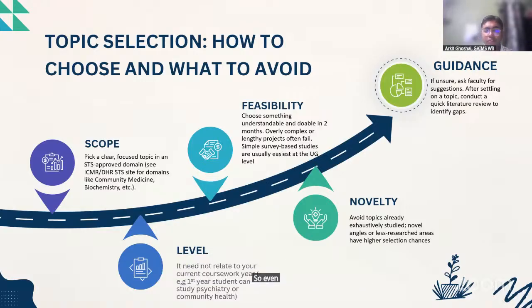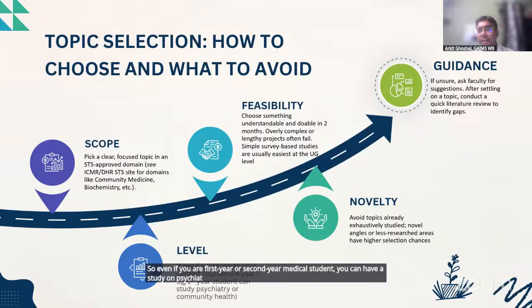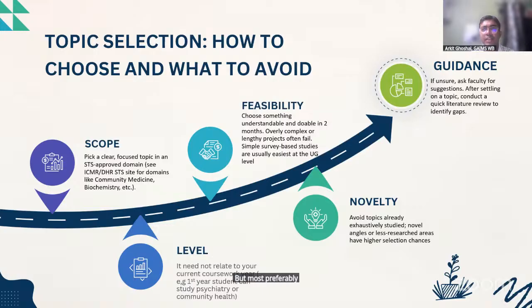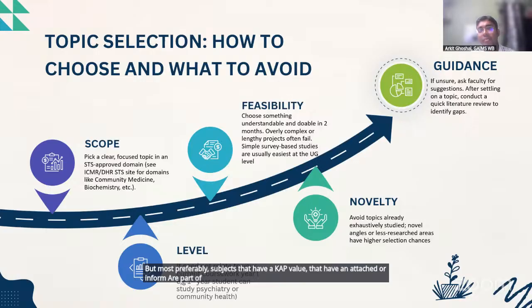So even if you are a first year or second year medical student, you can do a study on psychiatry or community health or medicine, or any other subject that you want, but most preferably subjects that have a KAP value, that are attached to or a part of the community medicine department, are mostly accepted. It's not that other departments are not accepted, but community medicine has a higher success rate.